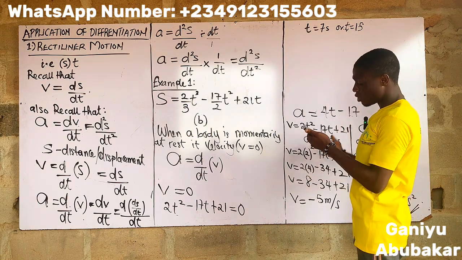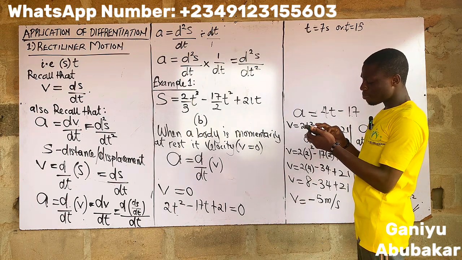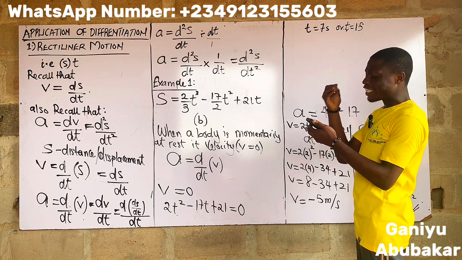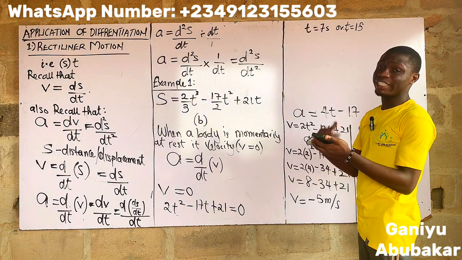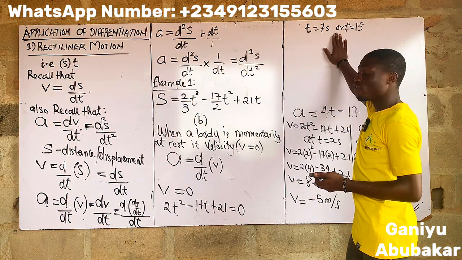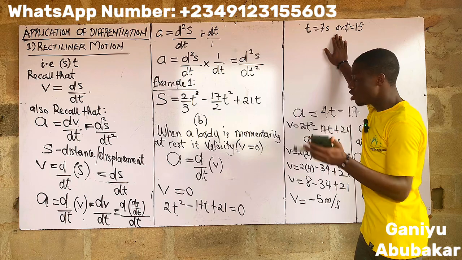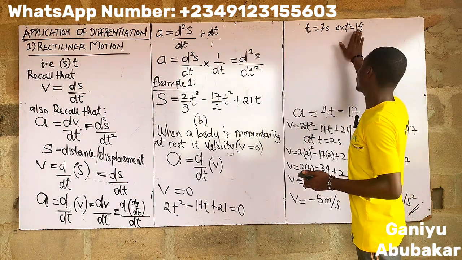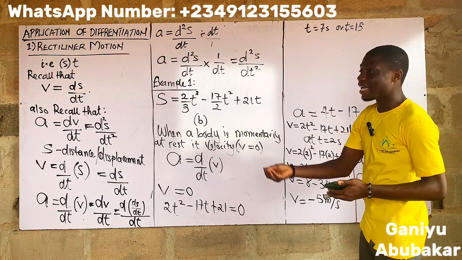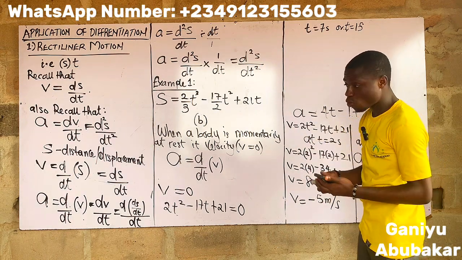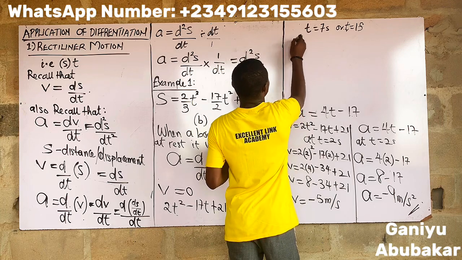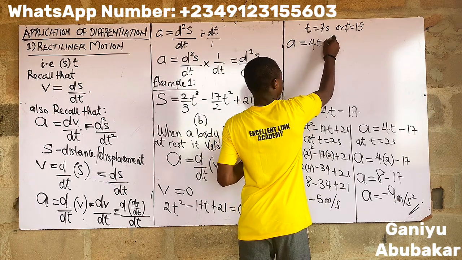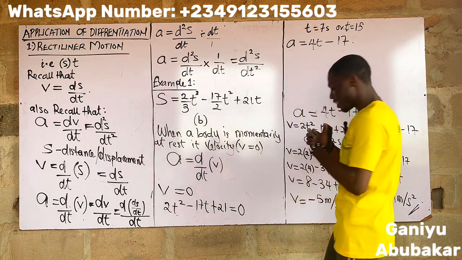So now look at the question. It says: find the acceleration of the particle when it's at rest. So we're looking for the acceleration of the body when it's momentarily at rest. Here's the condition which we have done, so I'm having t as 7 and t as 1.5. The task now is to find the acceleration. We know that acceleration a is equal to 4t minus 17. This becomes my acceleration equation.